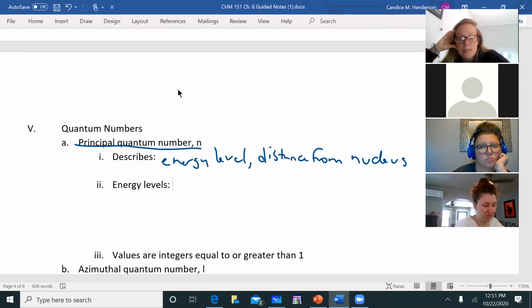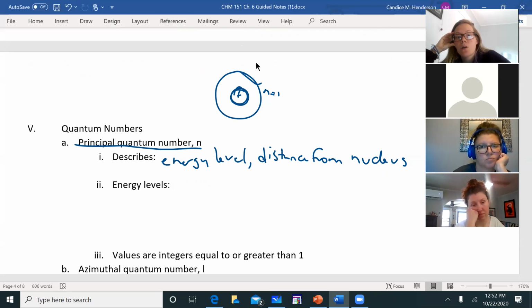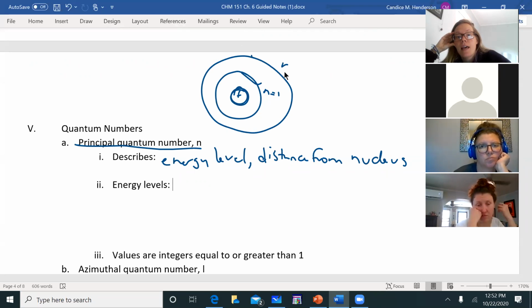Inside the nucleus we've got protons and neutrons, which give it an overall positive charge. And then around it, we've got this area that we would call n equals 1. The n value is giving us our quantum number. If we move farther out, we get n equals 2, and so on. 2 has more energy than 1, 3 has more energy than 2. So examples are 1, 2, 3, 4, 5, etc.